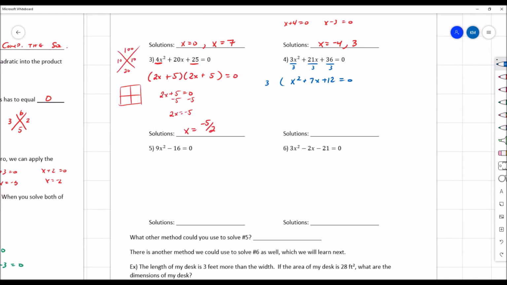And in terms of the 3, we can kind of cancel that out, right? It becomes 0. So now we're looking for 2 numbers that multiply to give us 12 and add to give us 7. And that's 3 and 4. So we have x plus 3 times x plus 4 equals 0. So either x plus 3 is 0 or x plus 4 is 0. Solve, and we get x equals negative 3 or x equals negative 4.